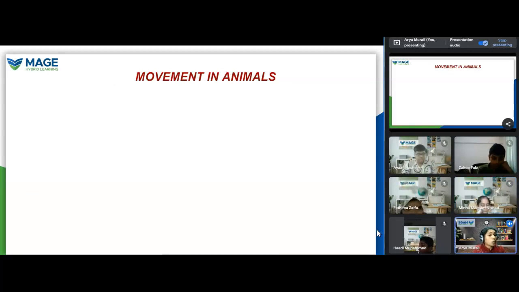Next is about the movement in animals. What is a movement? Walking is a type of movement, running is a type of movement, dancing is a movement. Movement is just the displacement of the position of an organism. It is moving from one place to another. We can move. Do plants move like that?